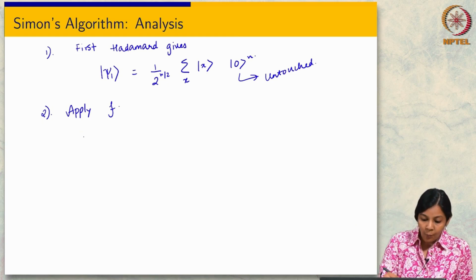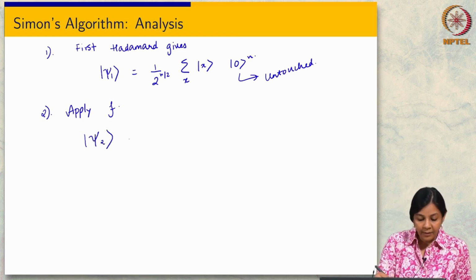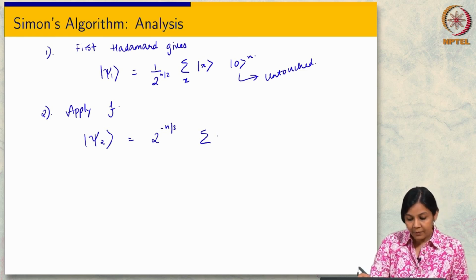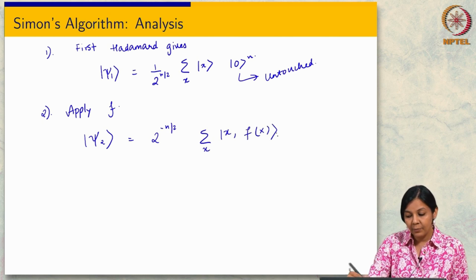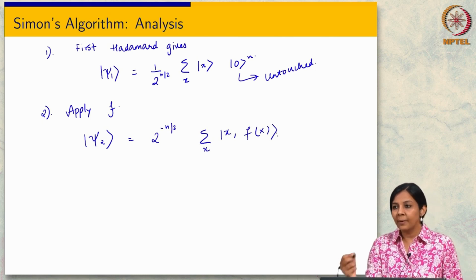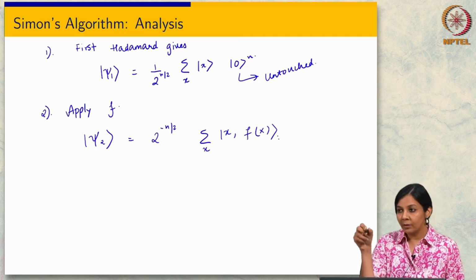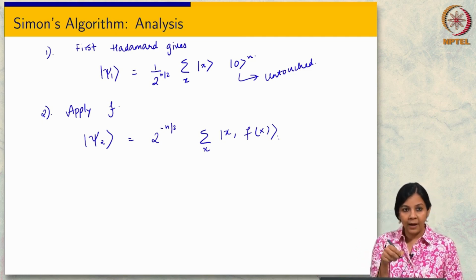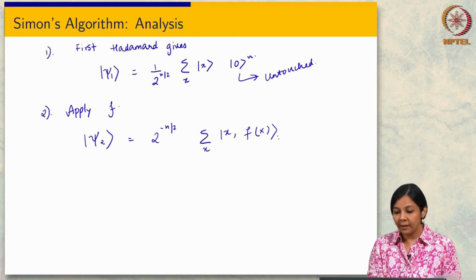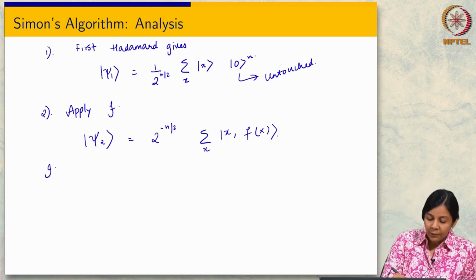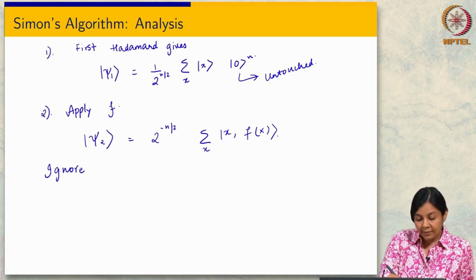So once you apply f, what you get is a summation over x of |x>|f(x)>. Everybody agree with this? Okay, this is just by definition, right? Remember we had f(x) XOR the ancillary values, and that is 0. So we just get this. Now for simplicity I am going to ignore the normalization stuff.